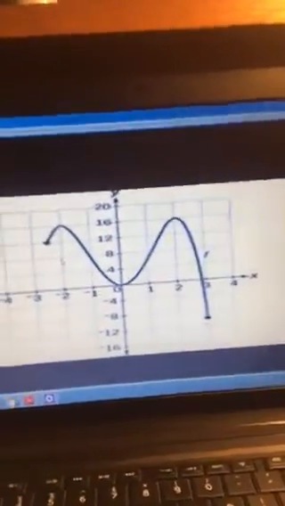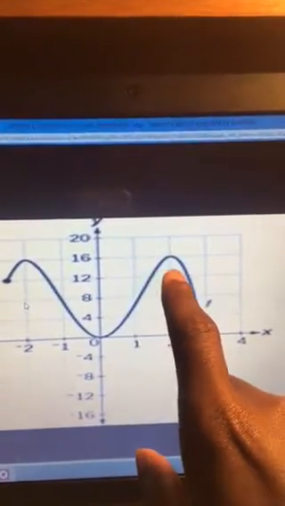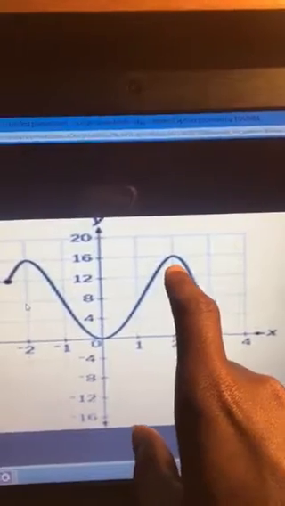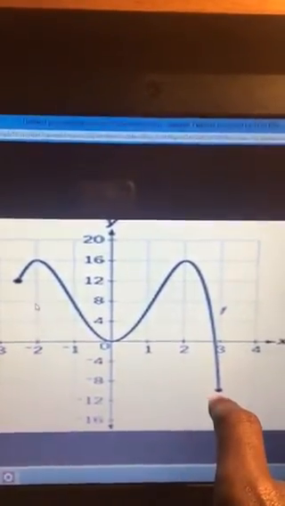I have a graph right here to show you the absolute maximum and absolute minimum. So right here I have two absolute maximums, and then on the bottom I have an absolute minimum.